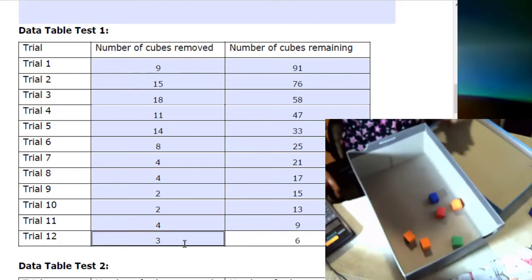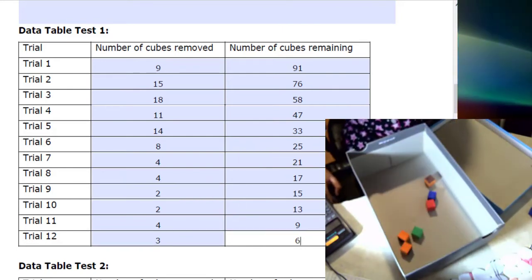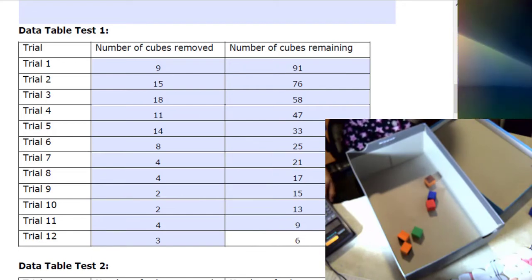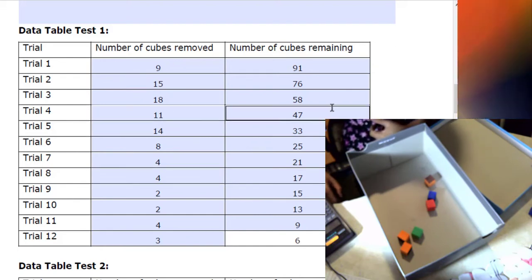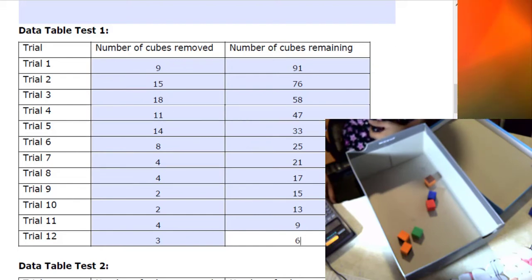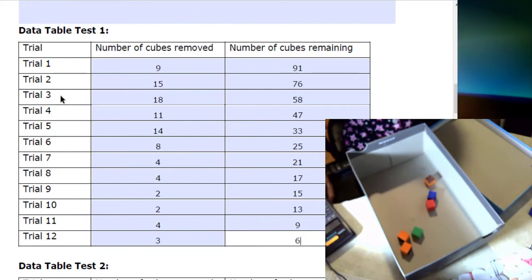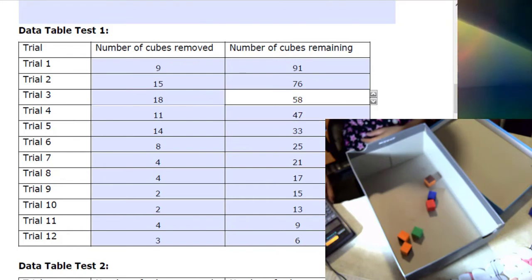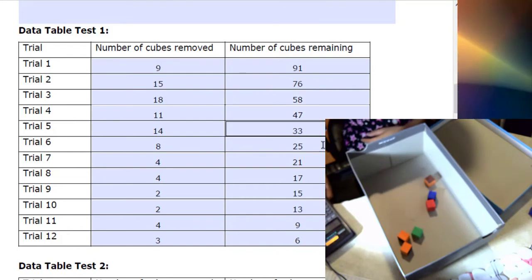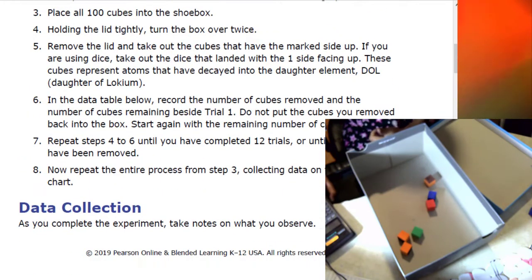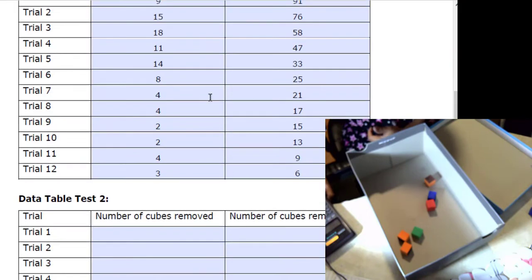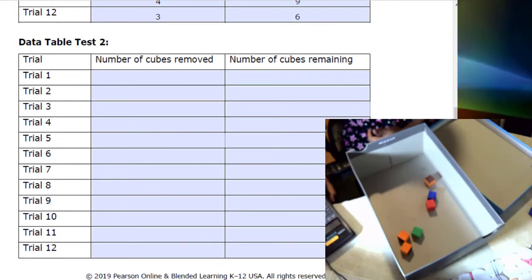So for my first trial, I have 6 cubes remaining because I only have 12 trials, so that's okay. The point here is we are going to check what trial we were able to get half of the cubes, which is about 50. So in here, as you can see, we have trials 3 and 4 where we have 47 and 58. So let's just remember trials 3 and 4. Repeat the entire process from step 3, collecting data on the second chart. So we're just going to repeat it and complete this second data table.